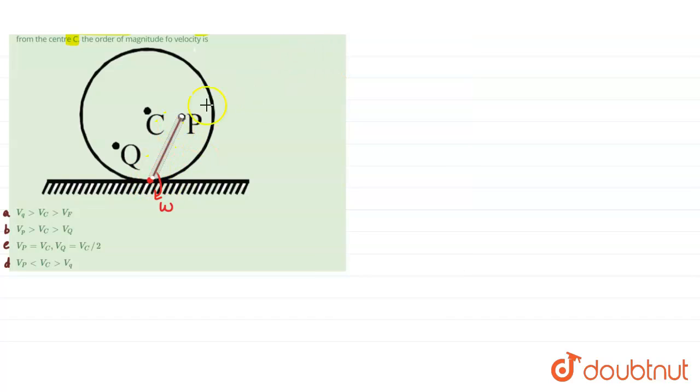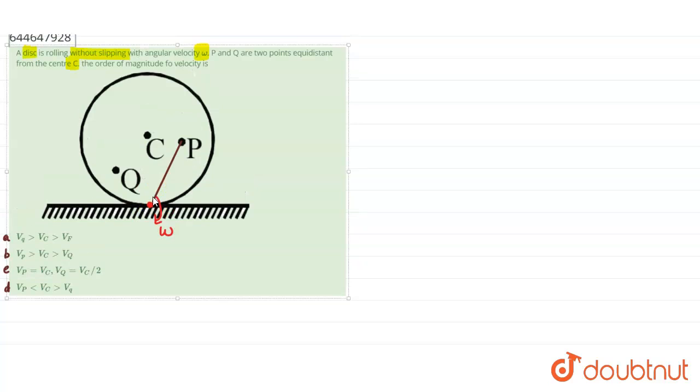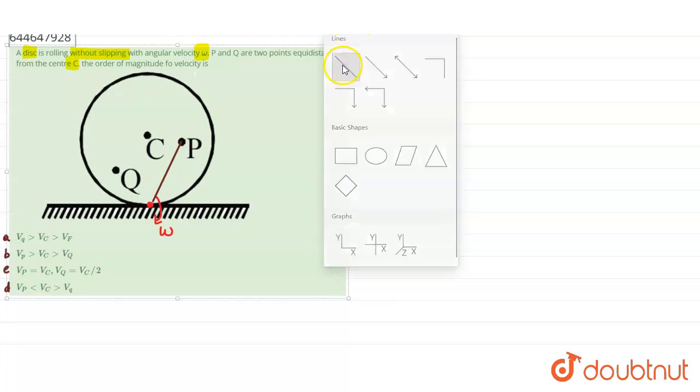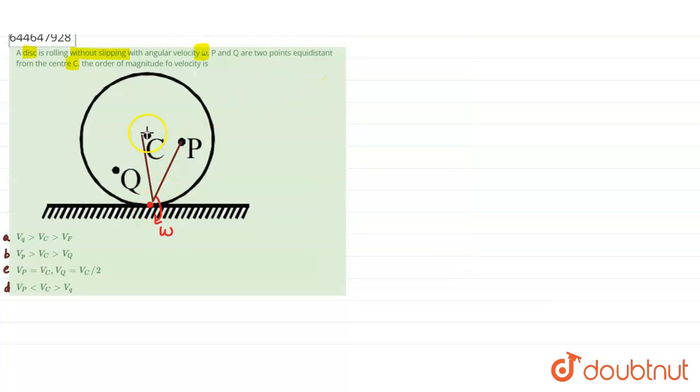Then next distance is, this is a distance from C. And distance from Q. So from the figure, let me label this distance as RP and distance from C is RC and distance to Q is RQ. So from the figure it is clear RP is greater than RC is greater than RQ.